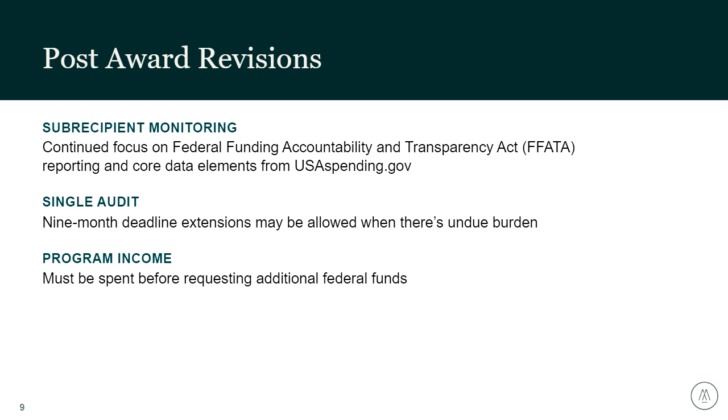Program income, this has always been a requirement, but again, it's a focus to make sure that you're requesting your program income generated from your grants prior to requesting additional federal funds. So that should be first, and then federal funds come second. So make sure that when you're drawing funds, you're considering that along with everything else you have to consider.